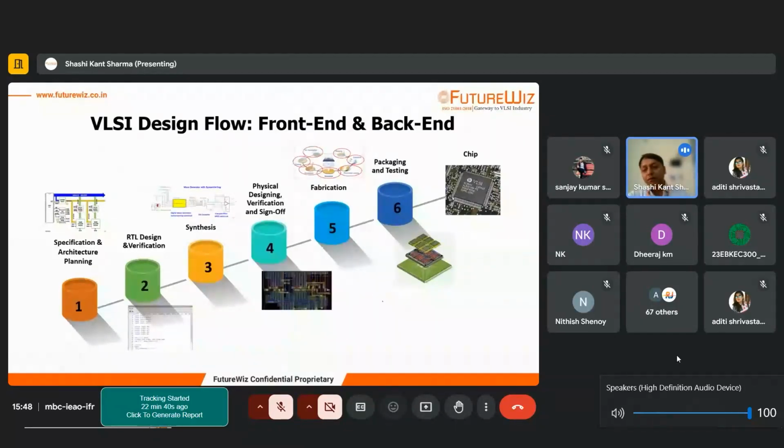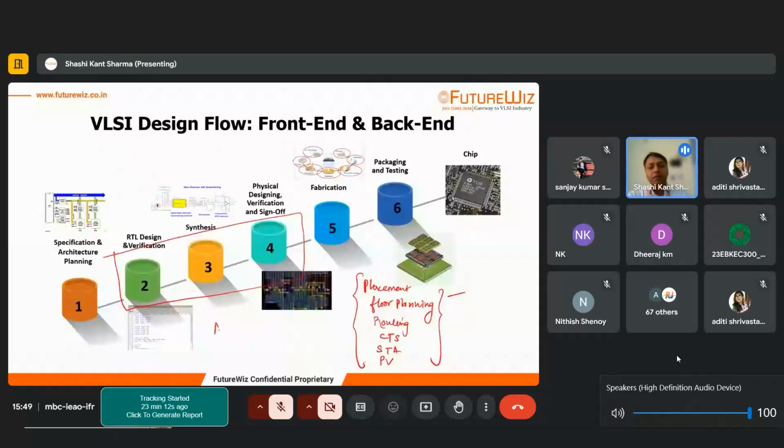Let me write a few names. Placement is one of the steps that we do. Then floor planning is one of the steps that plans where we can keep my design. And then PNR, basically routing also. Many more things are there: clock tree synthesis, STA, and PV, physical verification. These all come under the physical designing. Up to here, these are all tool based, basically automated. The manual intervention is very little, because this is all tool dependent.